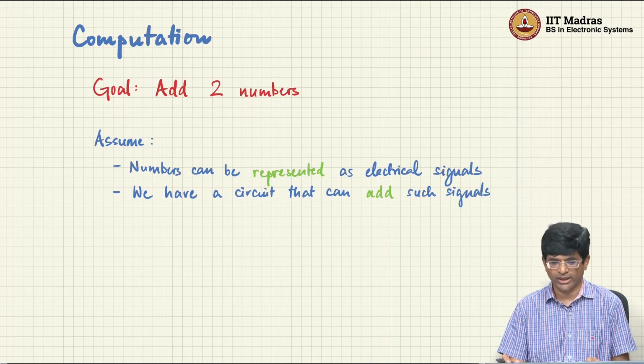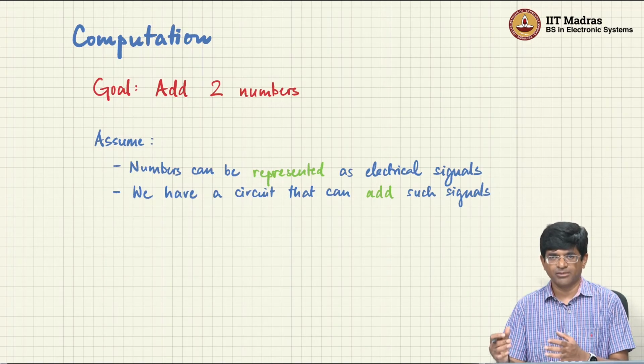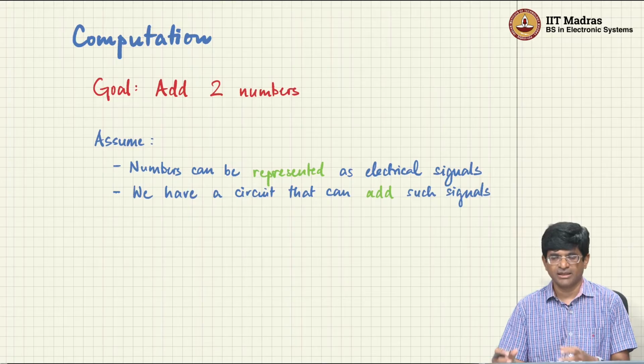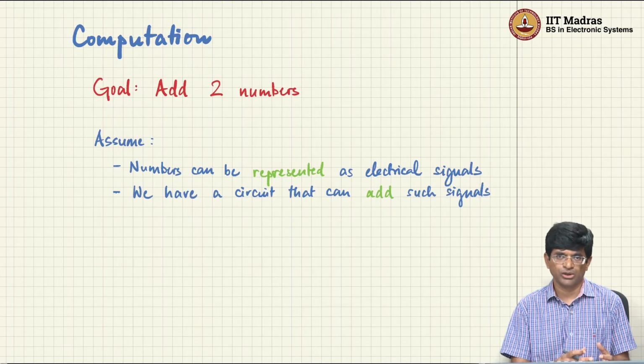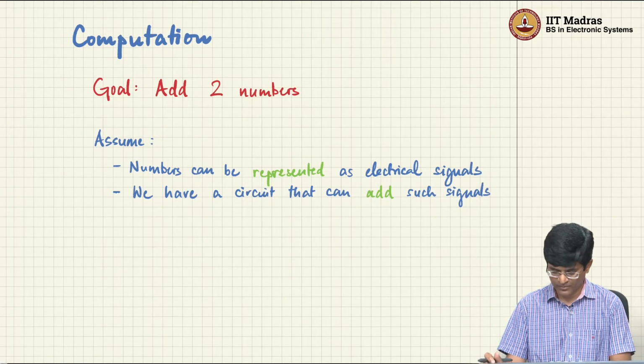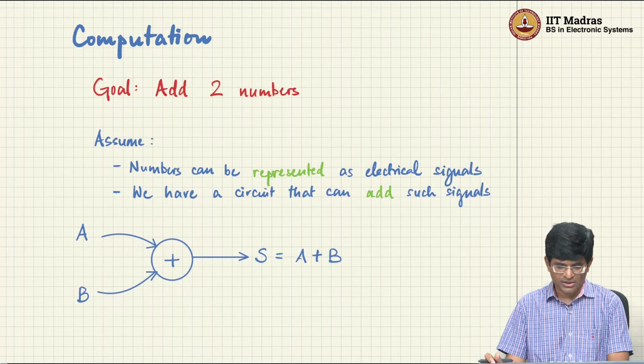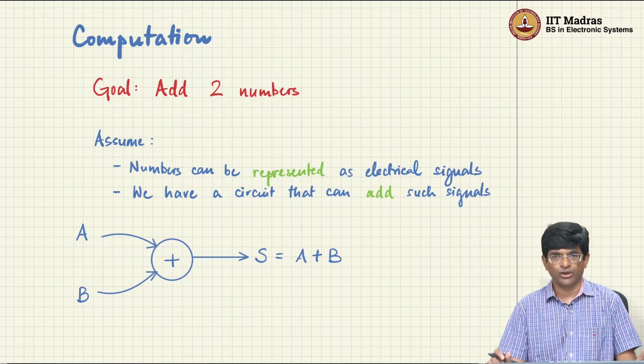But for now, what I'm going to assume is, there is a circuit, and there are numbers that can be represented as electrical signals. If I connect those signals as the input to that circuit, the output of that circuit will basically be something that represents the sum of those two signals, okay? So this, like I said, is an assumption at this point, but from practical experience, we know that there exist such things. So what I have over here is what would normally be called a schematic representation.